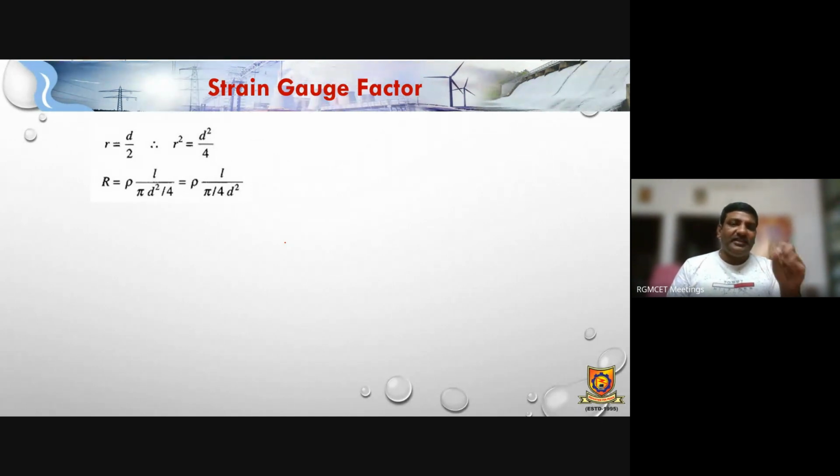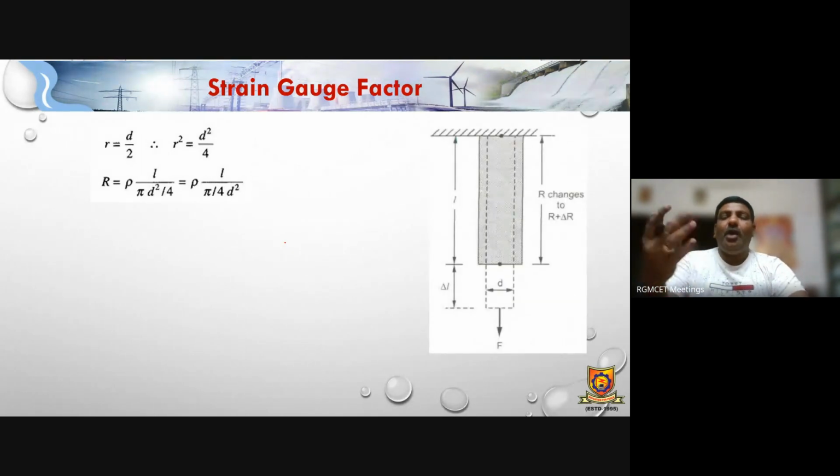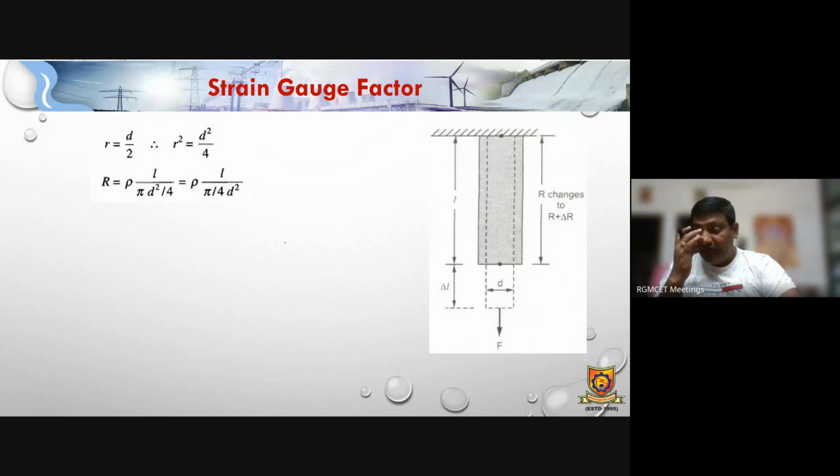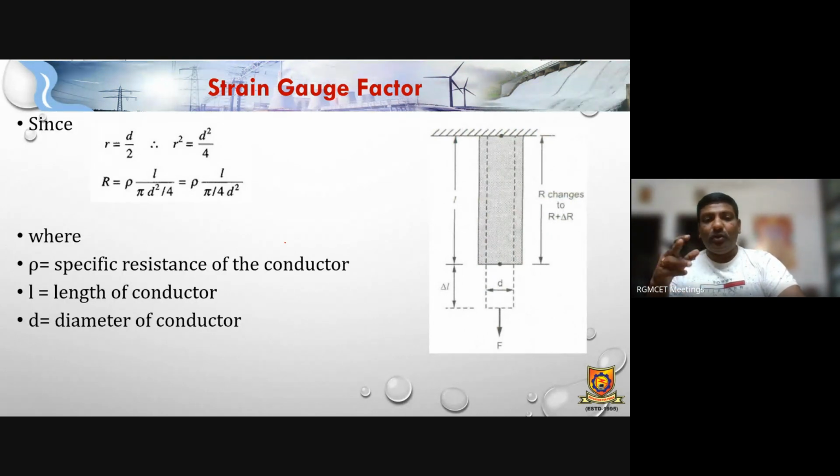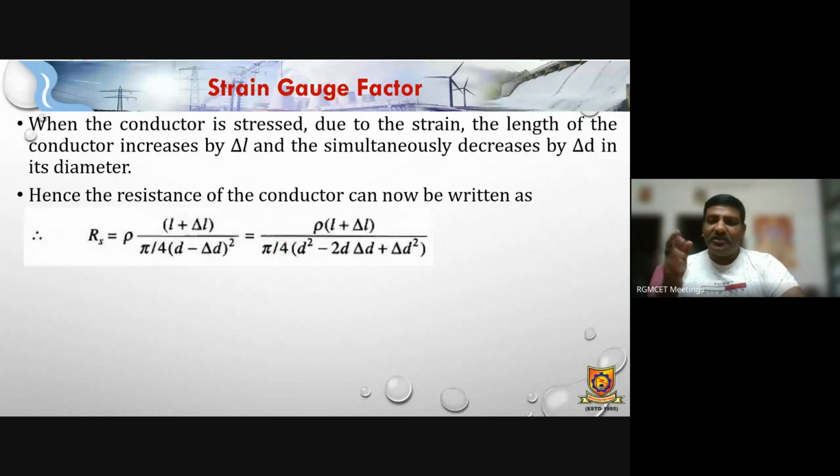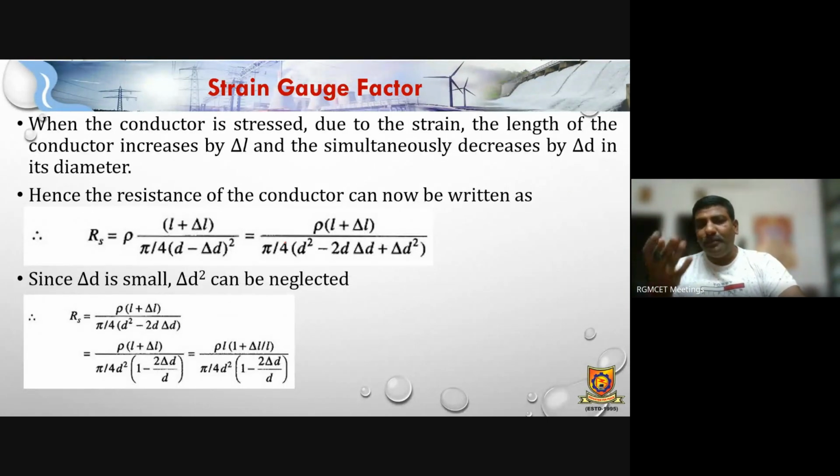So we can have the resistance value rho into L by pi d square by 4. From that expression, we are going to calculate how the value of length changes as the length increases from L to L plus delta L, and the resistance changes to R plus delta R. By that time, how is the value of D going to change? That can be calculated. Rho is the specific resistance of the conductor, which will be fixed. L is the length and D is the diameter of the conductor. This is the entire derivation which we can substitute mathematically.